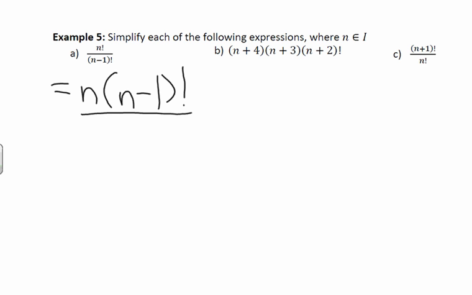And then we've got on the bottom n minus 1 factorial. So it just equals n then. Yeah. So why did we do that?